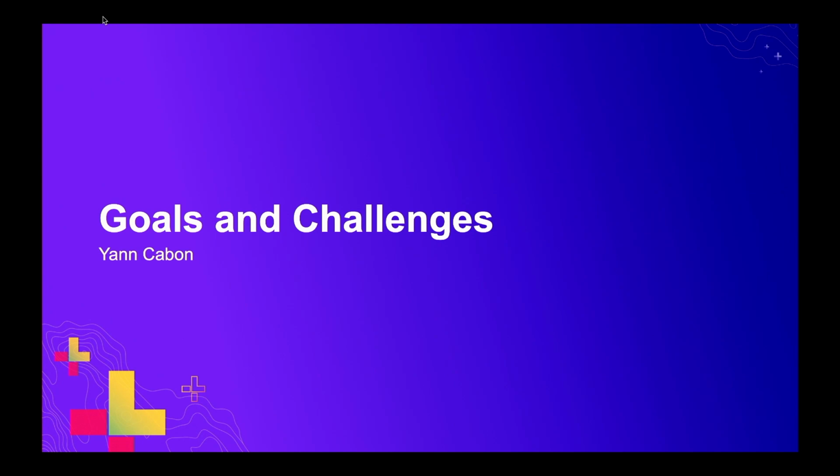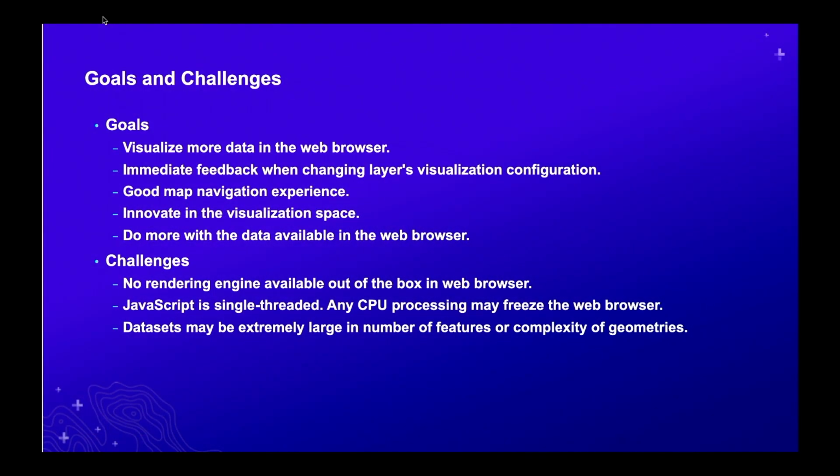So goals and challenges, right? With the JavaScript API, we have a few goals that we have set ourselves. First one would be visualizing more data in the web browser. Web browsers are much more modern than 10 years ago. We can push more the limit of how much we can display and how fast we can display that data.